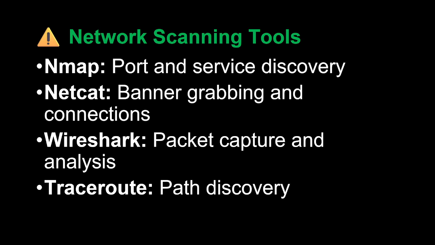Network scanning tools. These tools are essential in the hacker toolkit. Nmap reveals open ports, Netcat connects to them, Wireshark inspects traffic, and Traceroute shows routing paths, all critical for reconnaissance. Nmap is used for port and service discovery, Netcat for banner grabbing and connections, Wireshark for packet capture and analysis, and Traceroute for path discovery.